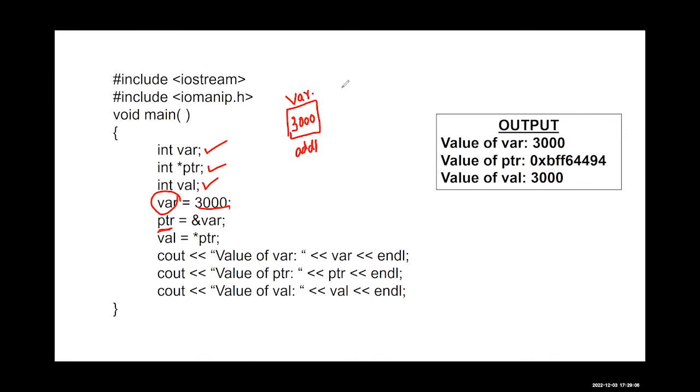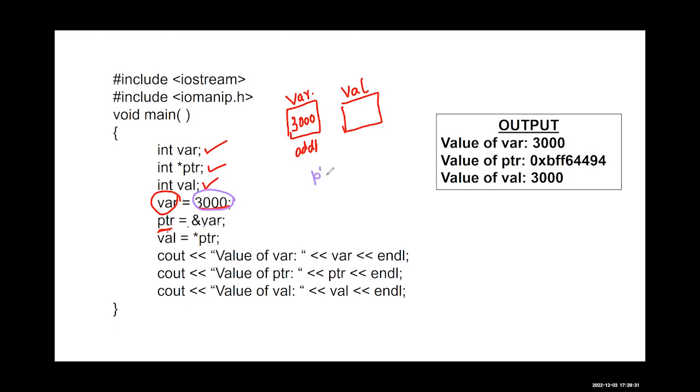Next, I have declared another variable called val. Am I going to store any value here? No, I'm not going to. Then pointer is equal to ampersand var, and val is equal to star pointer. Okay, now let us understand this. This is clear, I hope: the variable var I'm declaring and storing the value 3000 in it. Then pointer is equal to ampersand var.